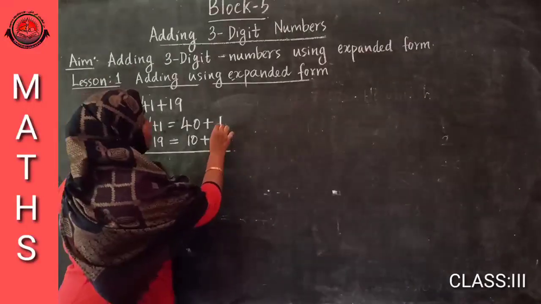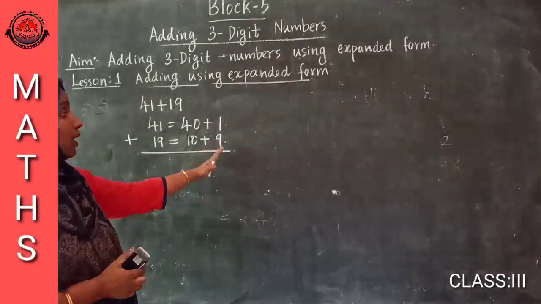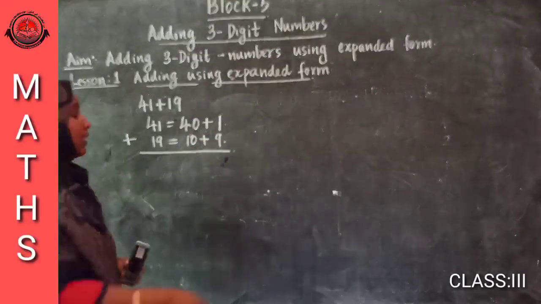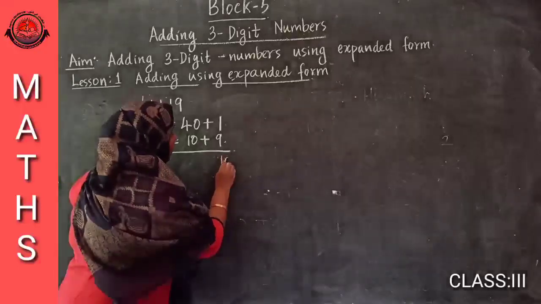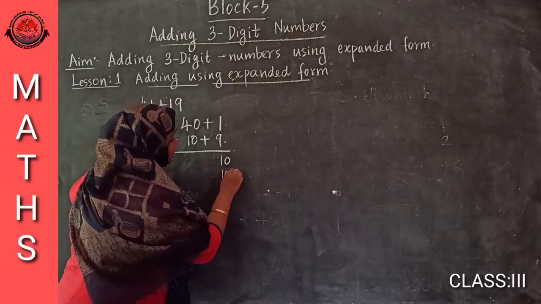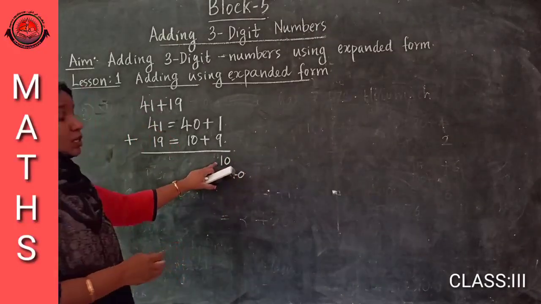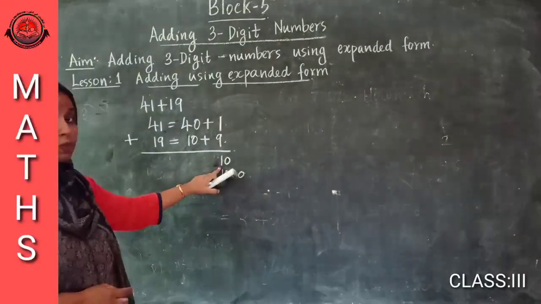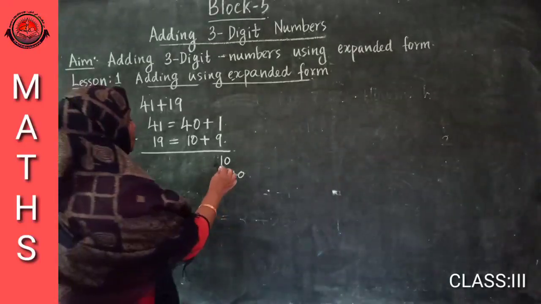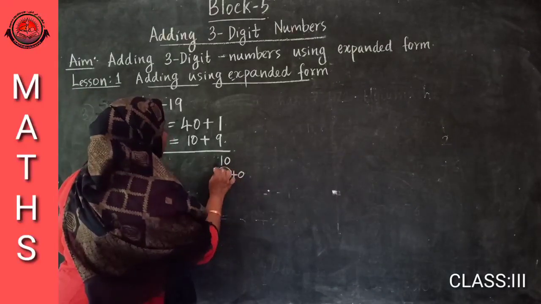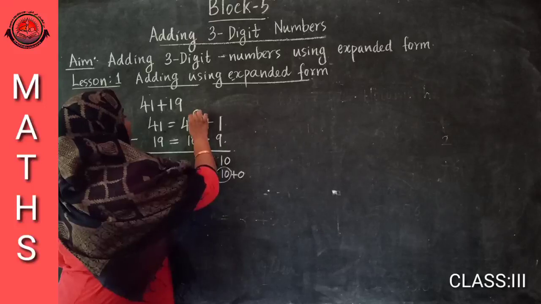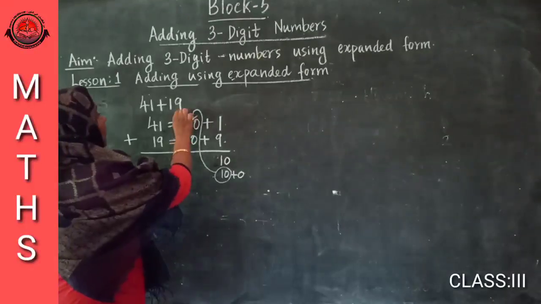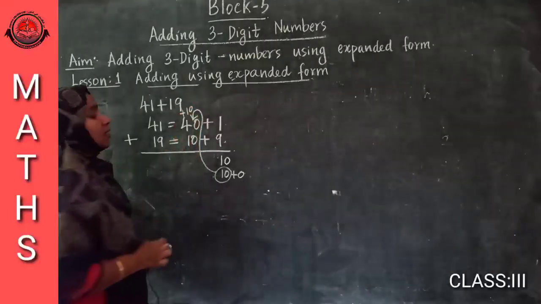First we have to start from ones. What is 9 plus 1? 9 plus 1 is 10. We know that 10 is 10 plus 0. This is a 2-digit number, so its place is not there. It should be regrouped into the tens place. That also we learnt in our last block. And that 10 is added here.